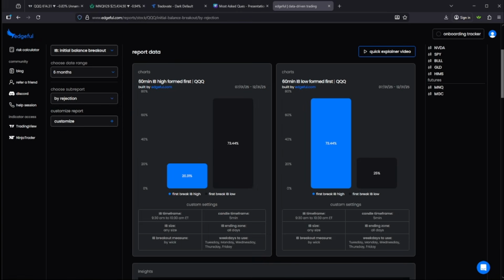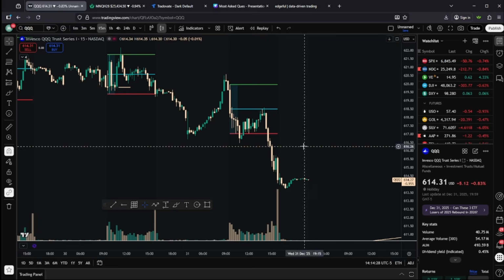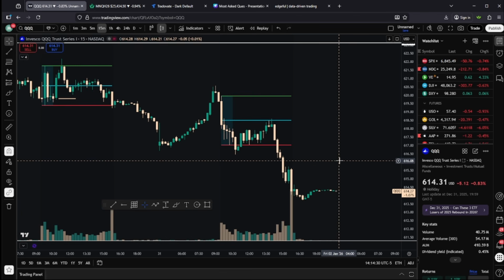To start off, the initial balance by rejection strategy has about a 73% win rate, or a 73% chance of happening on any given day, depending on which high or low is formed first. Again, that is what level you're targeting. The IB50 is not a stat on Edgeful. They did just add it recently, but it doesn't have any data quite yet. The stat itself is my own discovery.